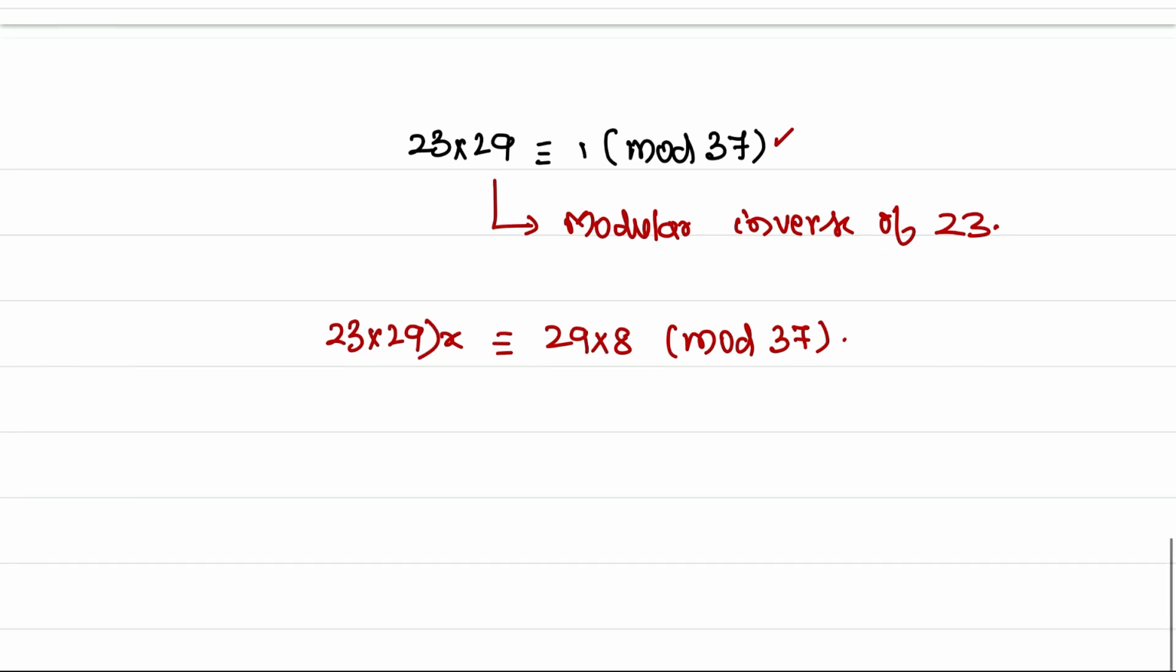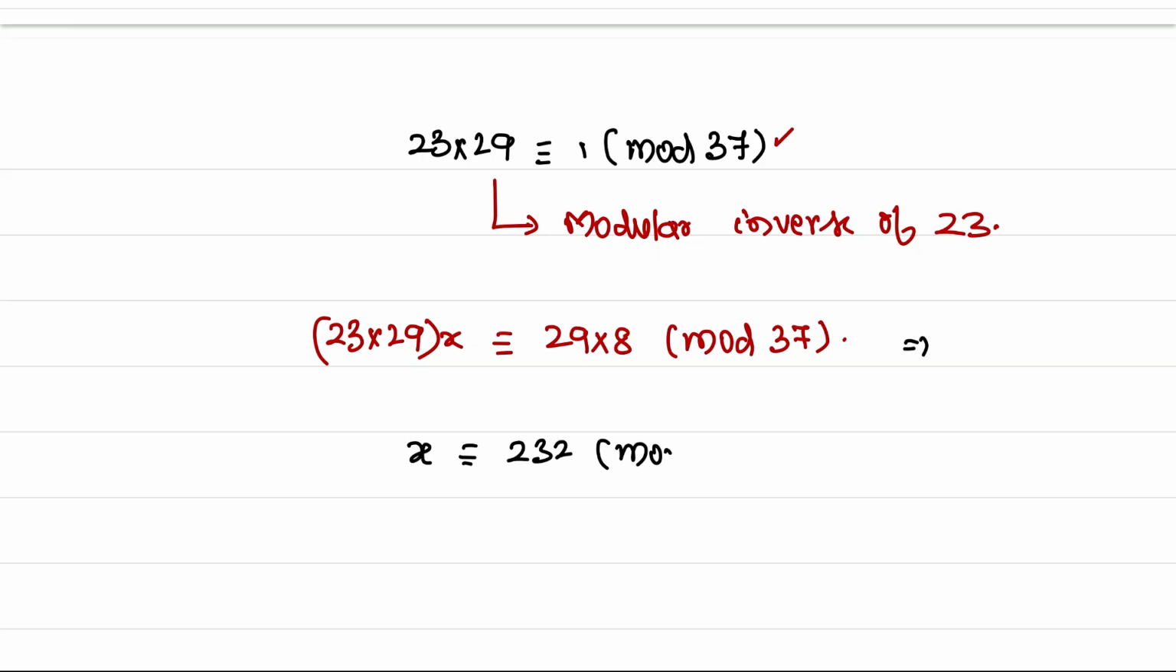29 into 23, what can we say? It is equal to 1 in congruence and modular arithmetic, because 29 is the modular inverse of 23. Hence, it will become x modulo 37 equivalent to 29 into 8.